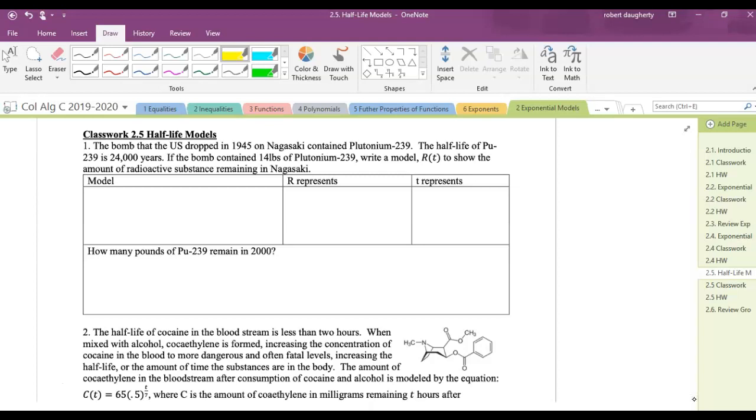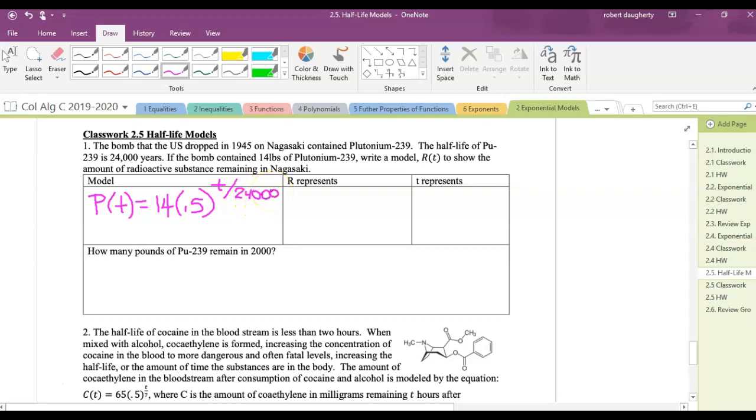The bomb that dropped in 1945 contained plutonium-239. The half-life of plutonium-239 is 24,000 years. If the bomb contained 14 pounds of plutonium, write a model to show the amount of radioactive substance remaining in Nagasaki. Okay, so the amount of plutonium as a function of time is going to be, it started out at 14, and then it's 0.5 to the t divided by the half-life, which is 24,000.